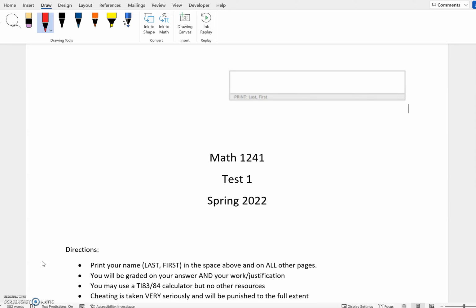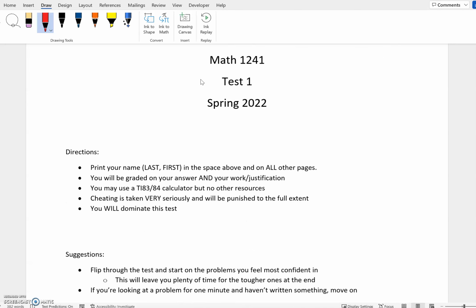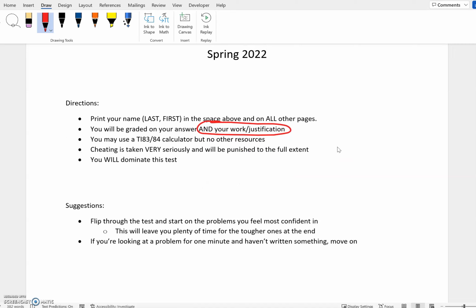All right, so I'm going to walk through some, probably not all, of the questions from our first test. One thing to note is that right on here, the second bullet just says you'll be graded on your answer and your work and justification, right? And I mentioned that numerous times in class. I mentioned it before I gave you the test as well. So that was one area that kind of hurt some folks.